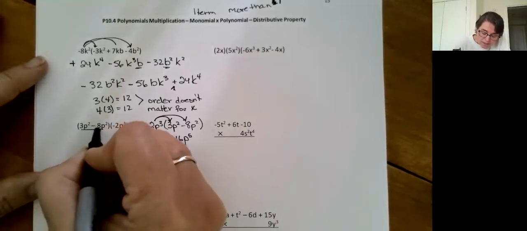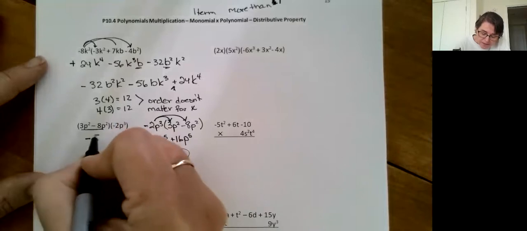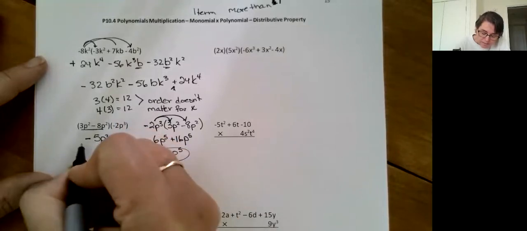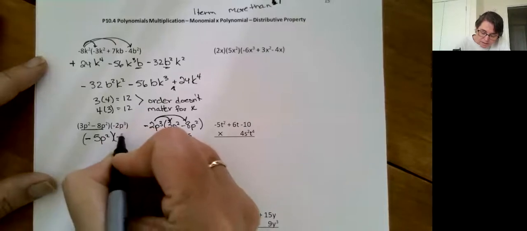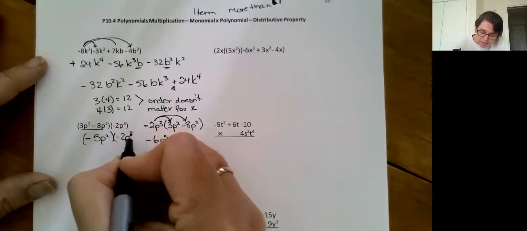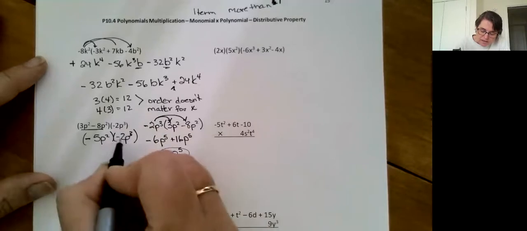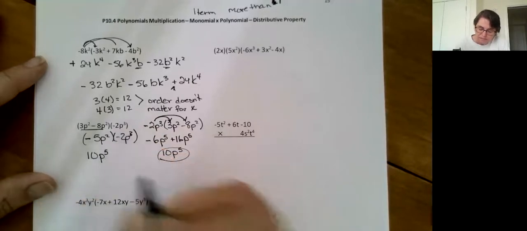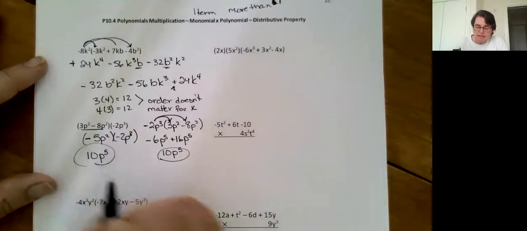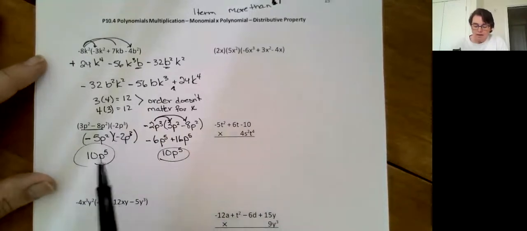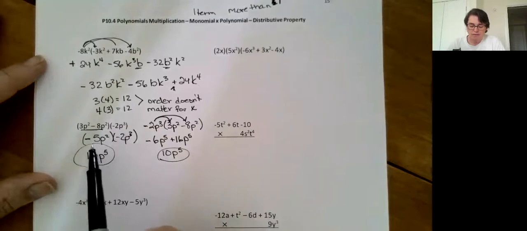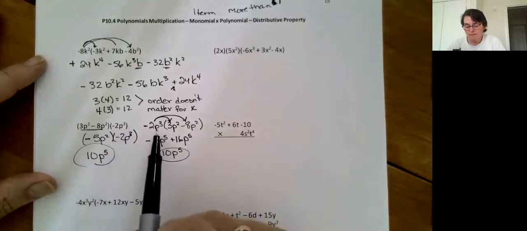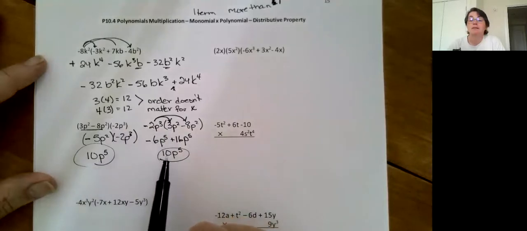3p squared minus 8p squared is going to be minus 5p squared. Then minus 2p cubed. There we go. Minus 5 times minus 2 is 10p5. So, ta-da! If we remembered and saw that these are like terms and could combine them and then multiply, we got 10p5. If you missed it, it still works out.